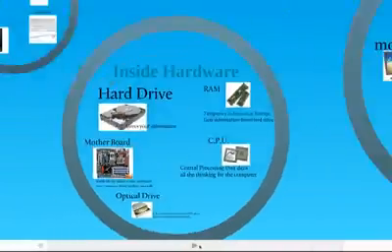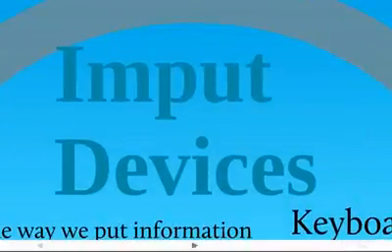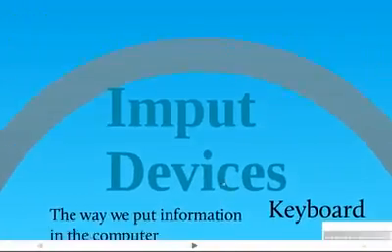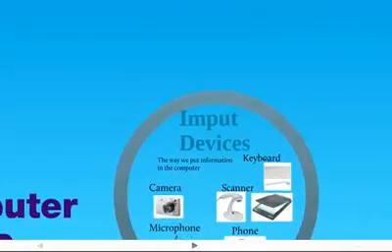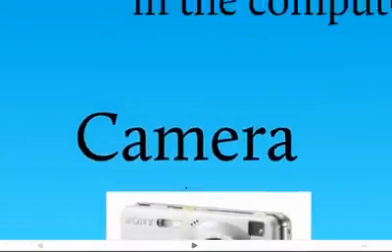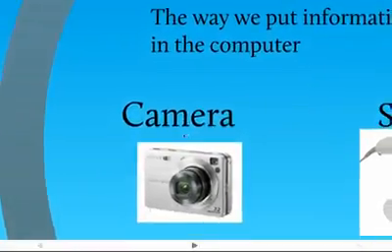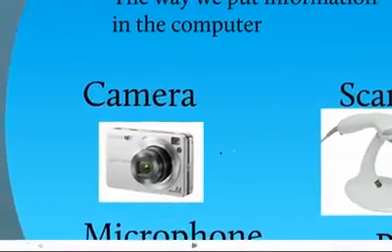Let's move on to our next subject, and that's input devices. Input devices are how we get information into our computer. The major one is the keyboard, where we type things in. Another one is a camera, where we have digital photos and other things.